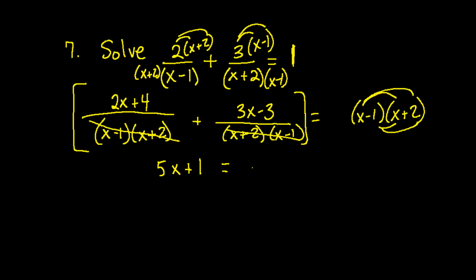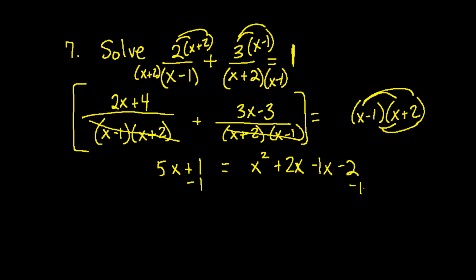So x times x is x squared. X times 2 is 2x. Negative 1 times x is negative 1x. And negative 1 times 2 is negative 2. You can see we have a quadratic here. Highest power is 2. So we usually move everything to one side when we have a quadratic, set it equal to 0, and solve the problem.